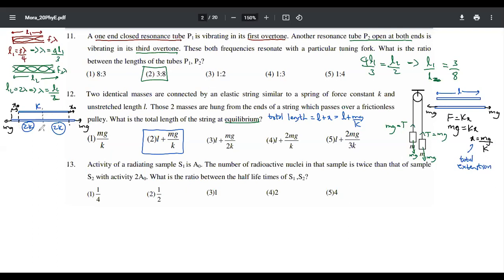Now for this end, if you apply Hooke's law, F equals Kx separately, then F is equal to mg. For K, you will put 2K x naught. So x naught is mg over 2K. So what is the total extension, people? Total extension is equal to 2x naught. It is getting extended on the left side as well as the right side. 2x naught is 2 into mg over 2k, that is mg over k.